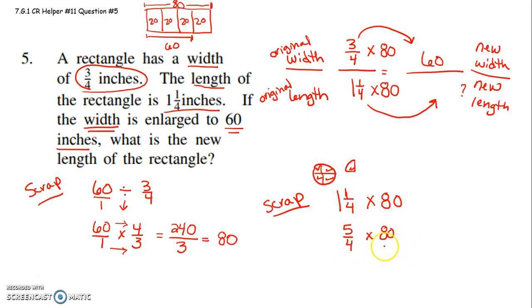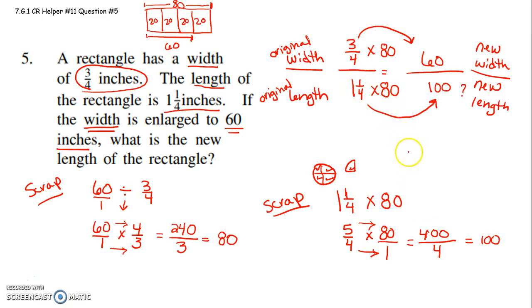All right, so 5/4 times 80, put the 80 over 1. I could multiply straight across the top, straight across the bottom. I could choose to simplify first, but I won't. 5 times 80, well, 5 times 8 is 40. So 5 times 80 is 400. Over 4 times 1 is 4. 400 divided by 4 is 100. So my new length must be 100.